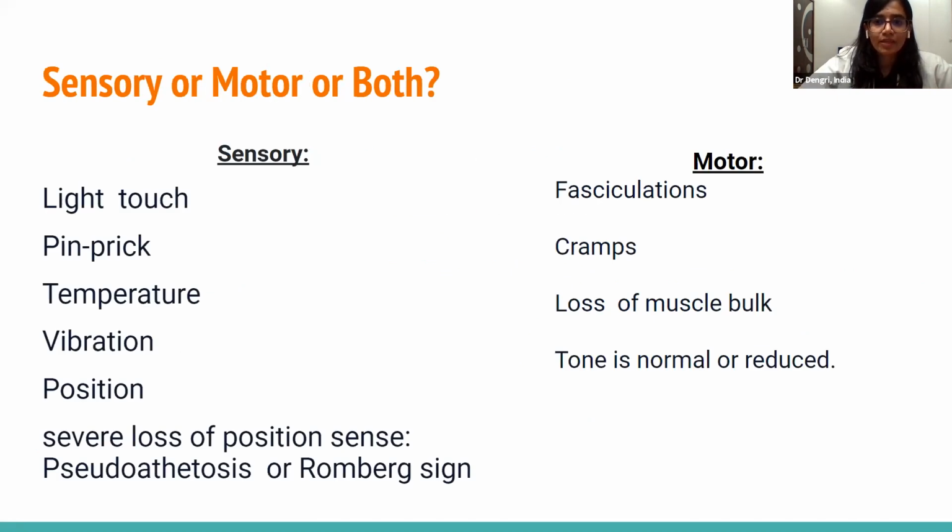For sensory and motor, you have to ask these questions and examine the patient for these things: light touch, pinprick, temperature, vibration, and position. A lot of patients have loss of position sense. You can do the Romberg test. And there's a phenomenon known as pseudoathetosis. When you examine the patient, it seems like the patient is having tremors, but those are not tremors. The patient does not know the position of his joint, so he's just moving his joint.